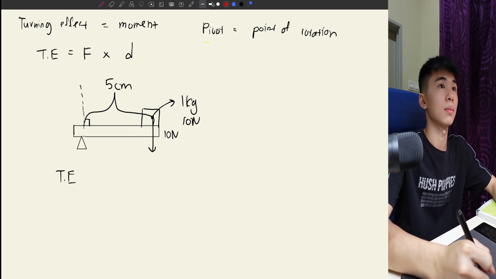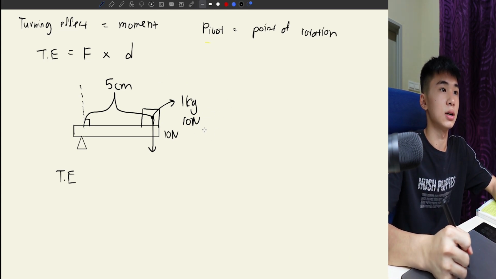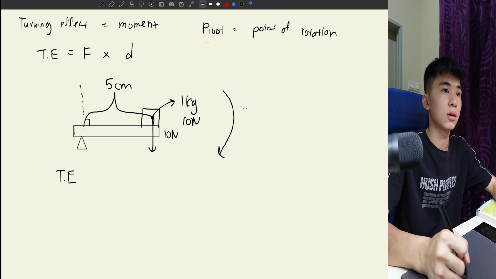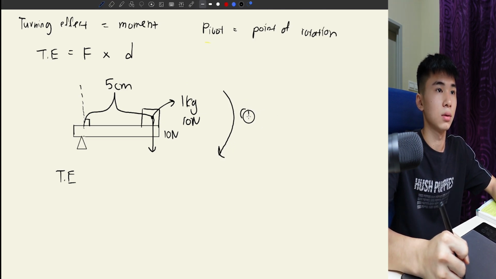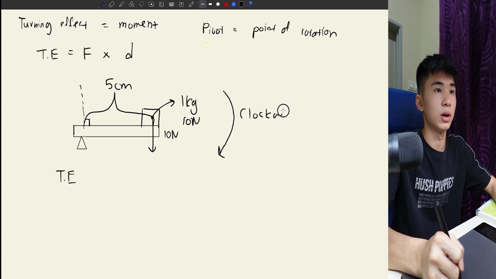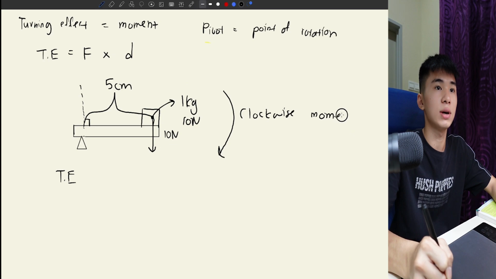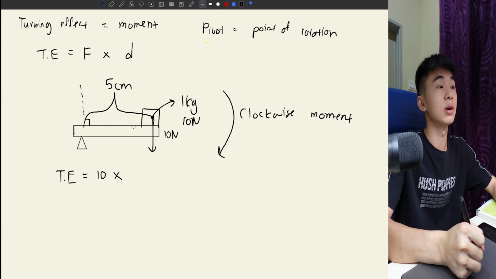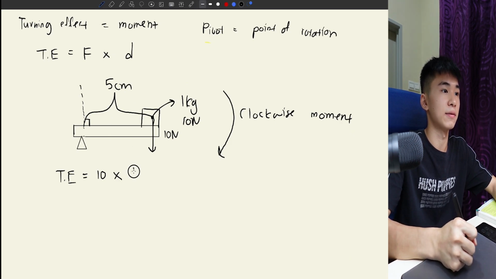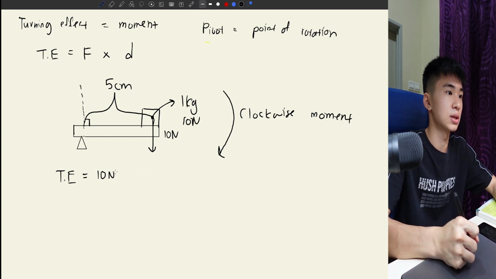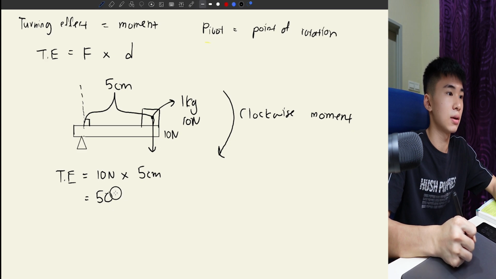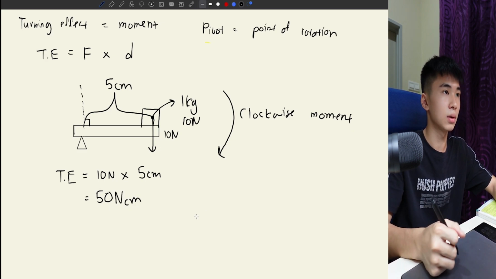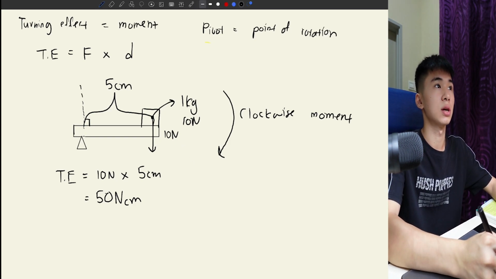So in this case here, we will have clockwise movement or clockwise turning effect. So TE, turning effect, equals force. The force is 10 times perpendicular distance from the pivot, which is 5 cm. Let me just write this with units: 10 newtons, 5 cm. And the answer is 50 N cm. Okay? So this is how the formula works.